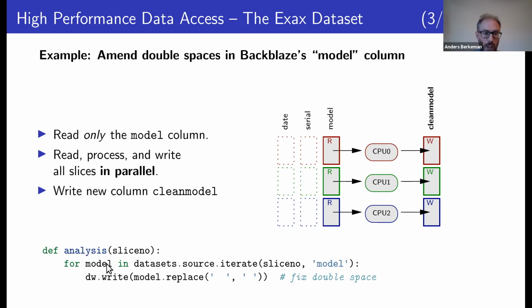We read the model data from an iterator and we just write the modified data to a dataset writer. And this for loop is then run in parallel on all CPUs. The modification we did was replacing a double space by a single space in this case. Note, however, that we never modify data. Instead, we create new columns, keeping the original ones for reference and reproducibility.